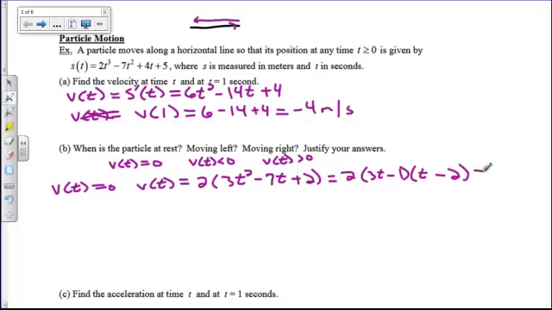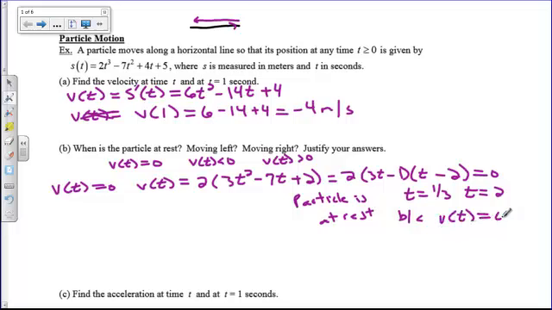And so if we set this equal to 0, there's going to be two places where it equals 0. 1/3 and 2. That's two places where it equals 0. So I'm going to say that we are at rest whenever t equals 1/3 and t equals 2. So the particle is at rest for these two values for t because v of t equals 0.